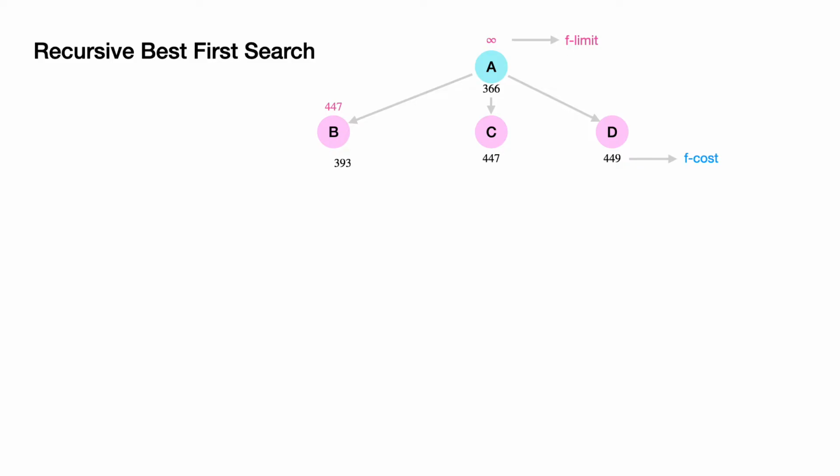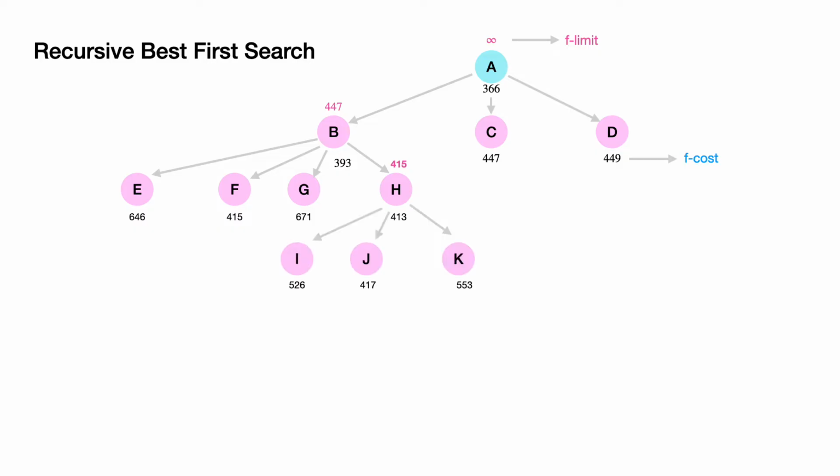So node B has f value 393 and the best alternative path is kept on top of node B. Now node B is expanded and we generate the children. We have nodes E, F, G, H, which have the f values 646, 415, 671 and 413. Among them, node H has the least f value, and it also stores the best alternative path, which is node F with value 415. So node H keeps track of its f value, which is 413, and also the best alternative path, which is 415. Now node H is once again expanded.